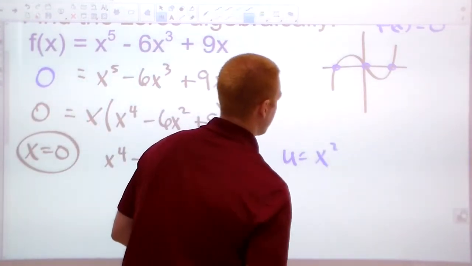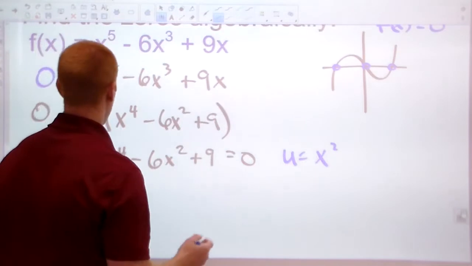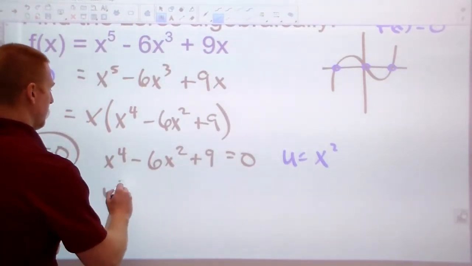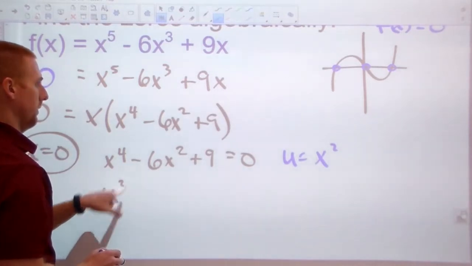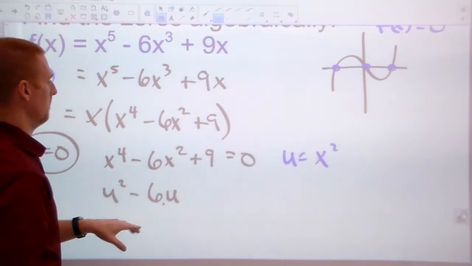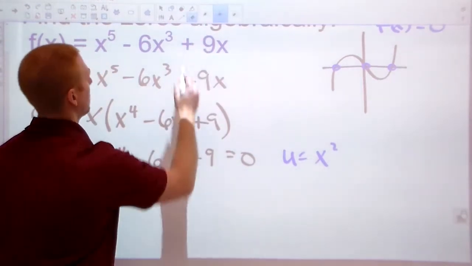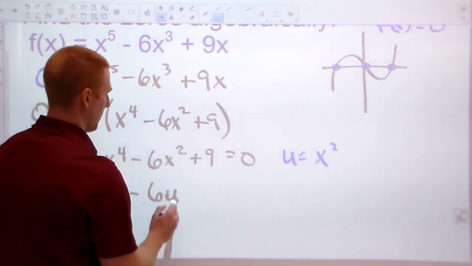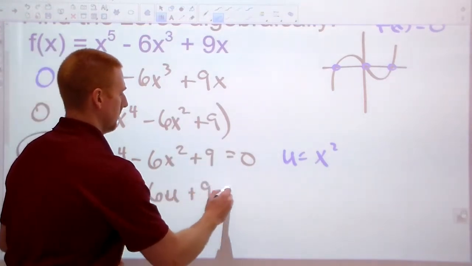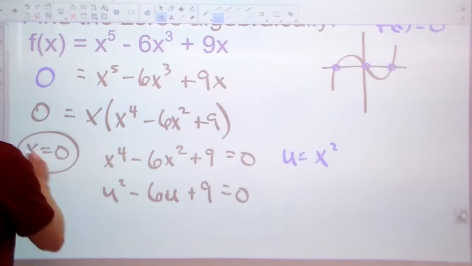So if u is x squared, that always sounds so grammatically incorrect. If u is x squared, then u squared would be x squared squared, so it'd be good. And this would be 6u. It should be a decimal. It just kind of got in there. So 6u, well, if u is x squared, then that's good. Plus 9 is 0.